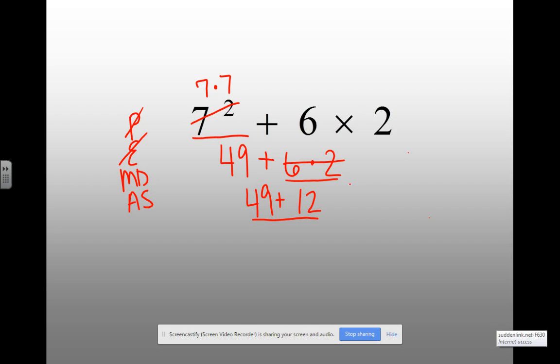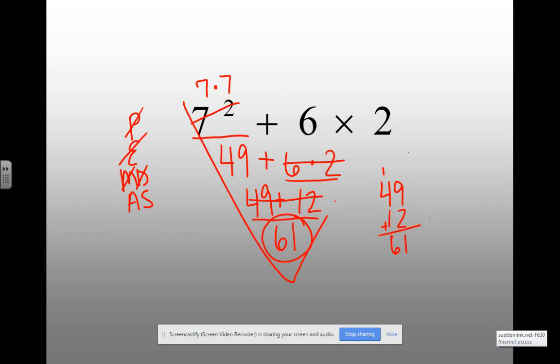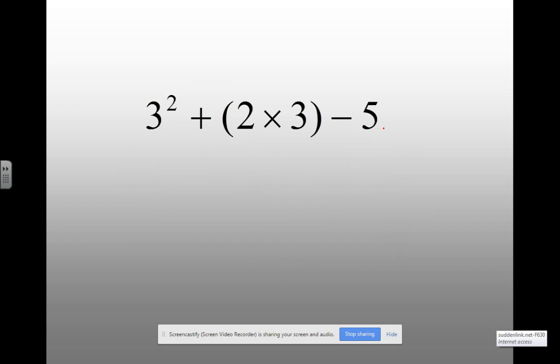And now I just have an addition problem. 49 plus 12. I'm going to go to Scratch World. 9, 10, 11. Regroup. 4, 5, 6. That gives me 61. Circle it. Check that it has a Dorito. And you're good.